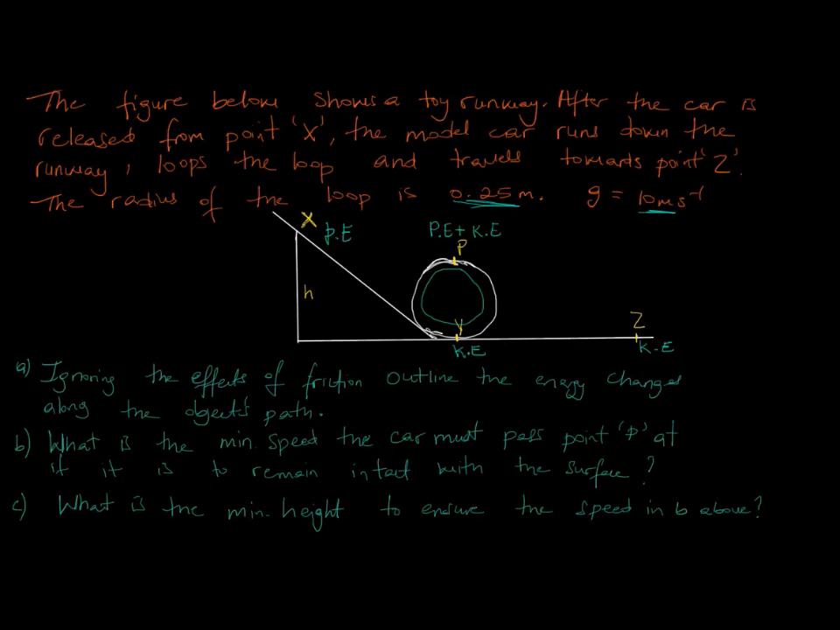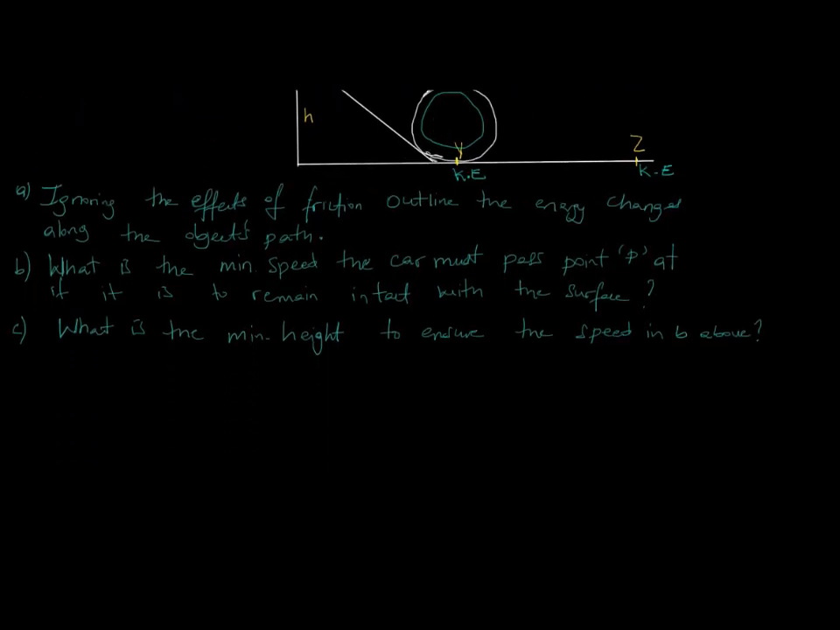So the formula for centripetal force, let me just make a note that we're looking at part B. Centripetal force, we can call that F centripetal, is equal to mv squared over r, where m is our mass, v is the speed which keeps it in the loop, and r is the radius of that loop.